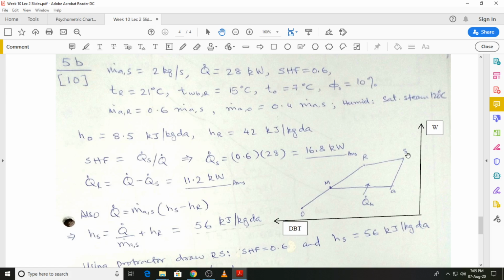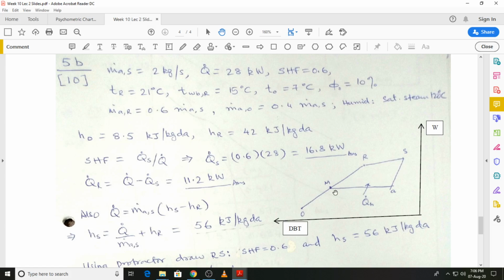So we can again look at the data, and you can see that state R can be located because we know the dry bulb and the wet bulb temperatures. We can also locate the state O because we know the dry bulb temperature and relative humidity. So states R and O can be straight away marked on the psychrometric chart. And as I said earlier, the mass flow rates of the recirculated air and the outside air as a proportion of the supply air are also given to us.